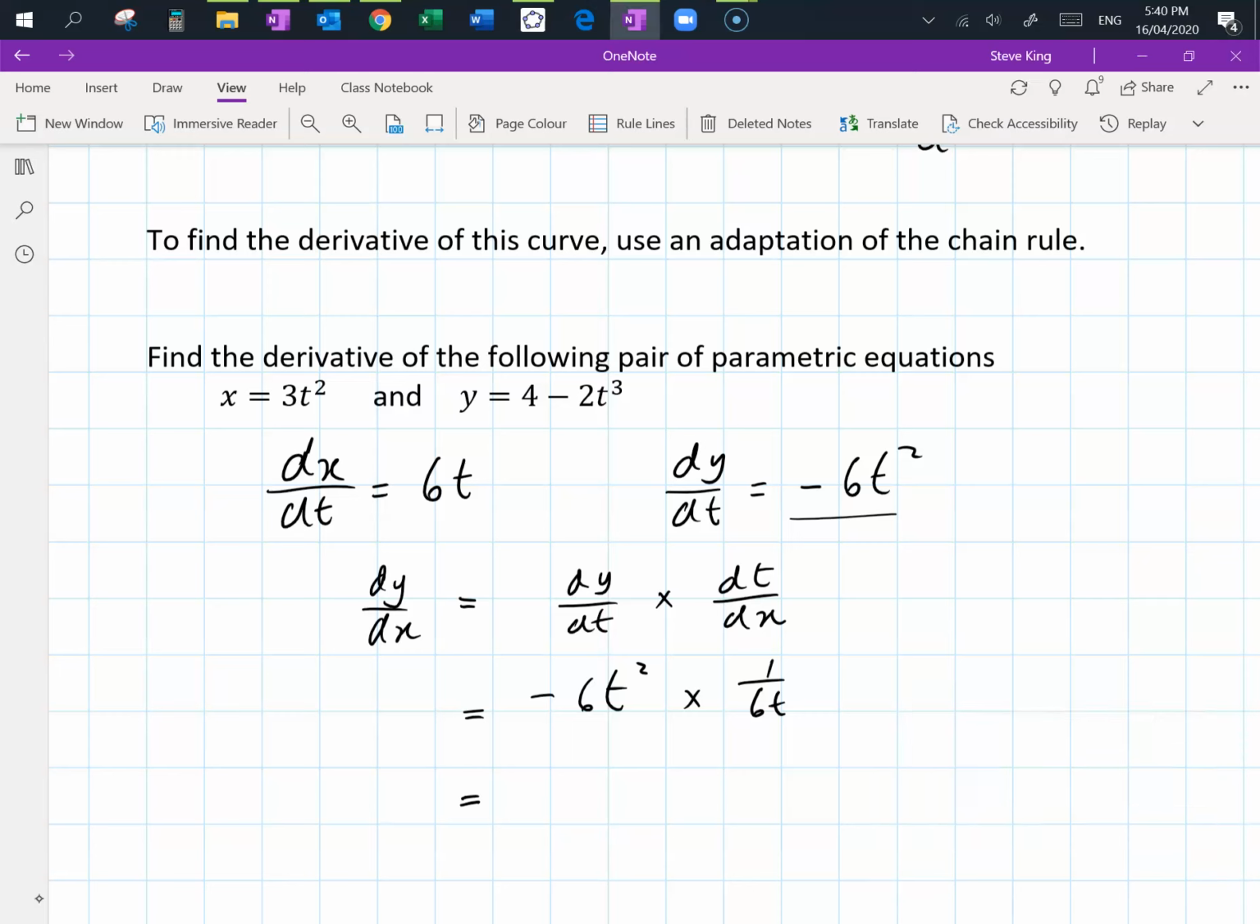And what will I have? I'll have minus 6t squared over 6t, and that's going to simplify to minus t. And so we have the derivative of this curve, dy/dx, as being minus t. And so there we've got the derivative of this parametric equation.